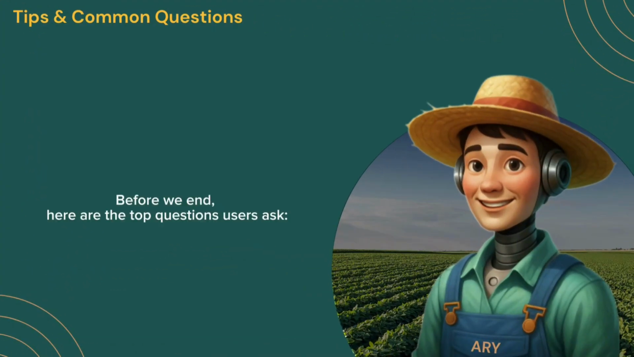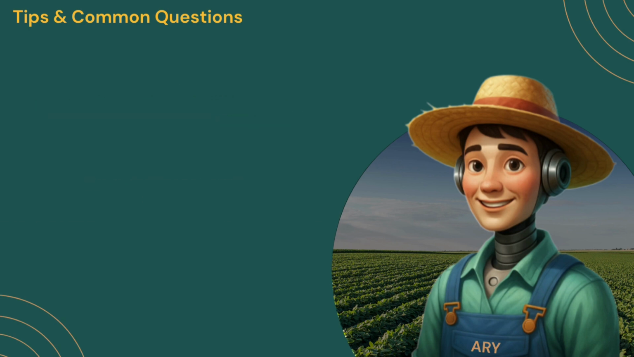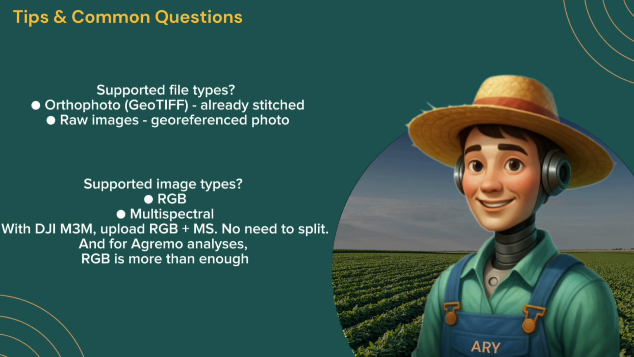Before we end, here are the top questions users ask. Supported file types: orthophoto GeoTIFF, already stitched, or raw georeferenced photo images. Supported image types: RGB and multispectral. With DJI M3M, upload RGB plus multispectral, no need to split, and for Agremo analyses, RGB is more than enough.